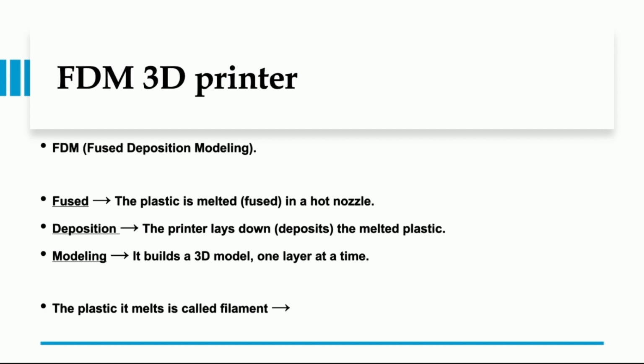Okay, so let's talk about FDM, or Fused Deposition Modeling. Fused means the plastic is melted in a hot nozzle. Deposition means the printer lays down the melted plastic, and modeling, it builds a 3D model, one layer at a time, and after some time you get the full model. And if you don't know, the plastic it melts is called filament.